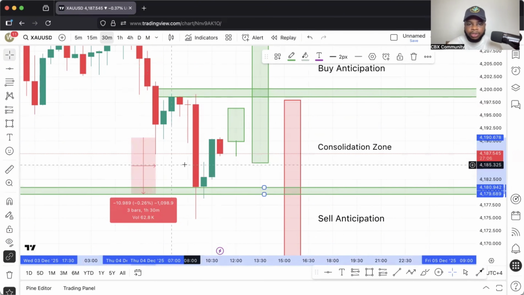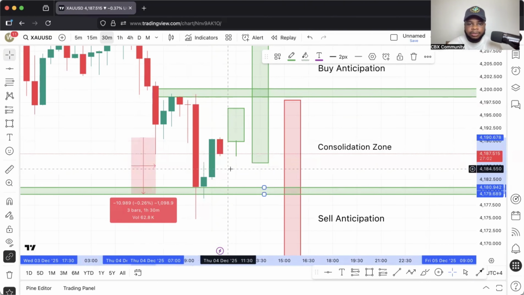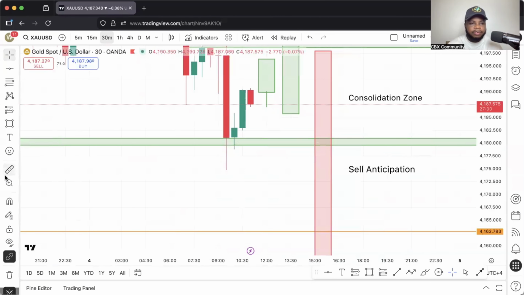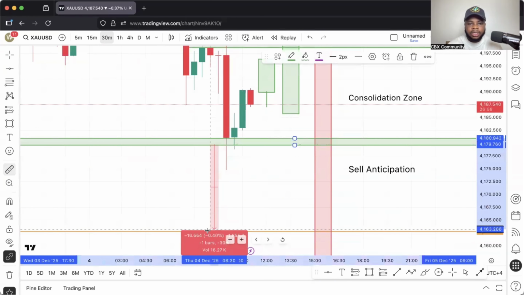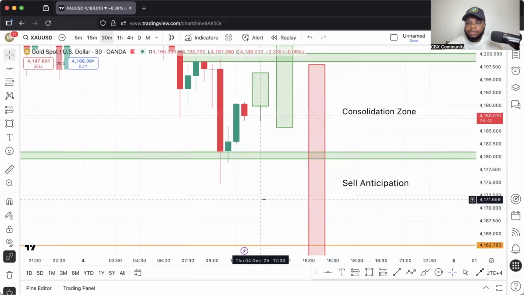You want to put your stop loss like here with 100 pips. Then you measure from this support down to this support. You're looking at 170 pips. So always know what you want and how you want it.